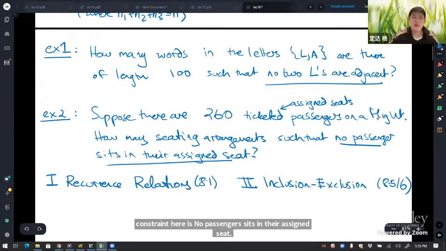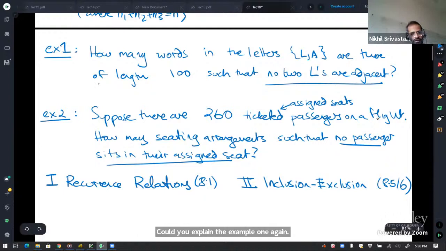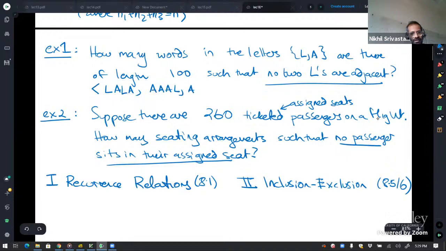Could you explain example one again? So example one is, I have words like, okay, word 100 is a bit long, so words like LA, LA are allowed, AA, AL is allowed, but AA, LL is not allowed. You can't have two L's next to each other.